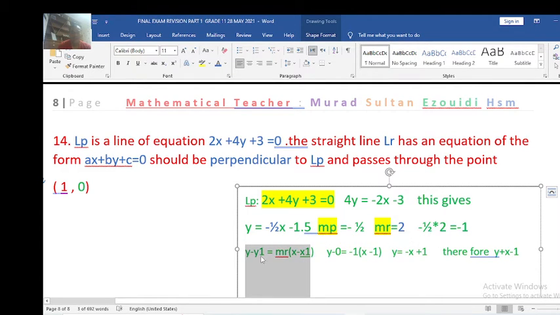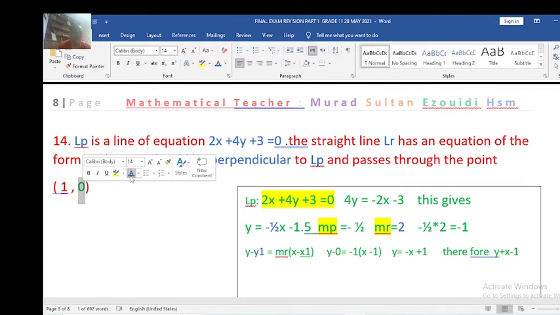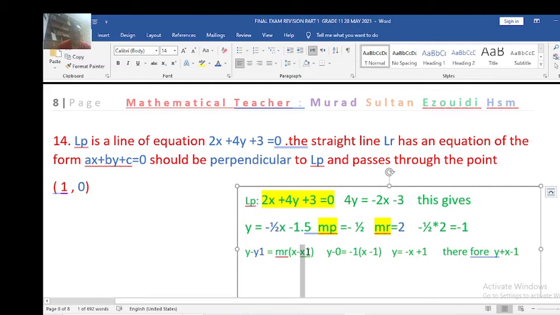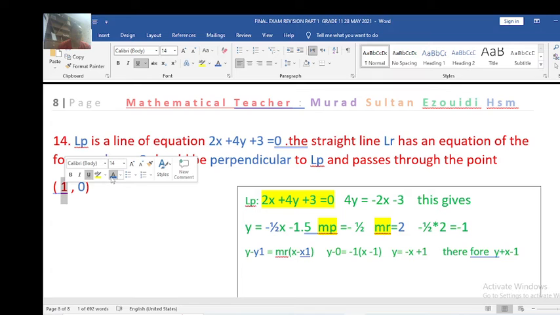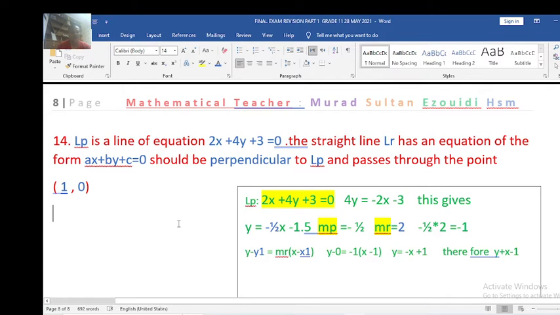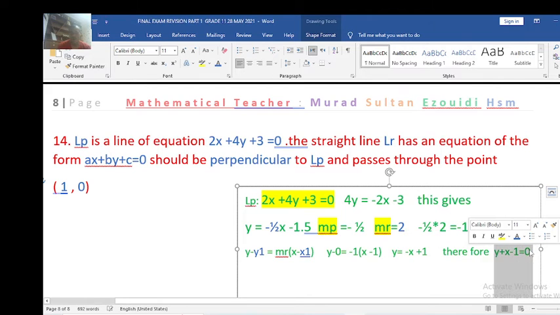Then we will write this one. The equation is y minus y1. y1, learners, is equal to 0, and x1 is equal to 1. Clear, just substitution. Then rearrange your equation as ax plus by plus c equals 0. After expanding and calculating, we found y equals minus x plus 1. Therefore x plus y minus 1 equals 0. This is the equation of the second line that is perpendicular to the first one.